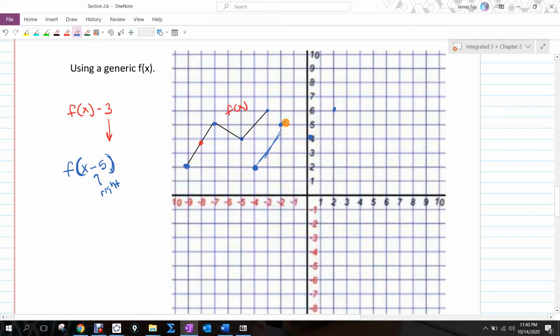And then connect those with segments. And we can see that we have the same looking function. It's just shifted to the right. You see that they overlap. They're the same. It's just shifted 5 units to the right. So this red one here is moving up and down, and then the blue one is moving left and right. So that's how we deal with a generic function.